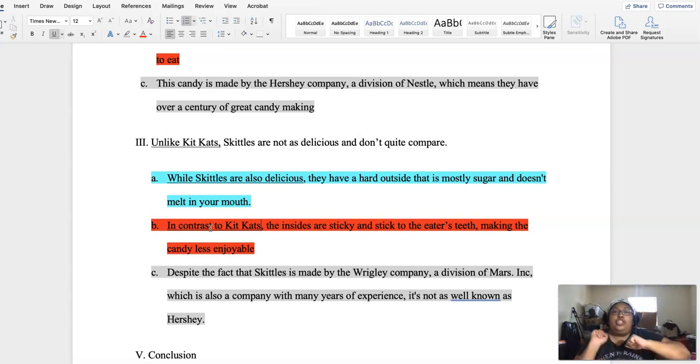And so here's the last one, the gray section. Despite the fact that Skittles is made by the Wrigley Company, comma, add more information there. So each one of these sentences has a transitional phrase, and that transitions from us talking about Kit Kats to talking more about Skittles, right? So all of them have that.